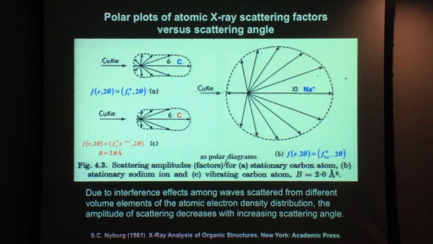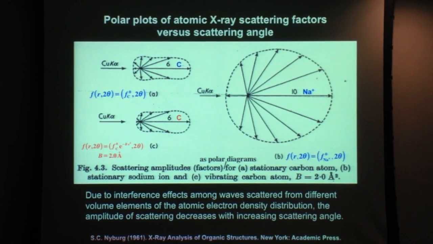And we looked at it in terms of a polar plot too. So here it's pretty clear in this diagram with the sodium ion, a 10 electron sodium ion, as we go to, so here's scattering angle 0, here's about maybe 20 degrees, here's minus 20 degrees, and so on going around. But as we go to higher scattering angles, the lengths of these scattering factor vectors are getting shorter, and finally the shortest is for the backscatter, which we can't measure anyhow.